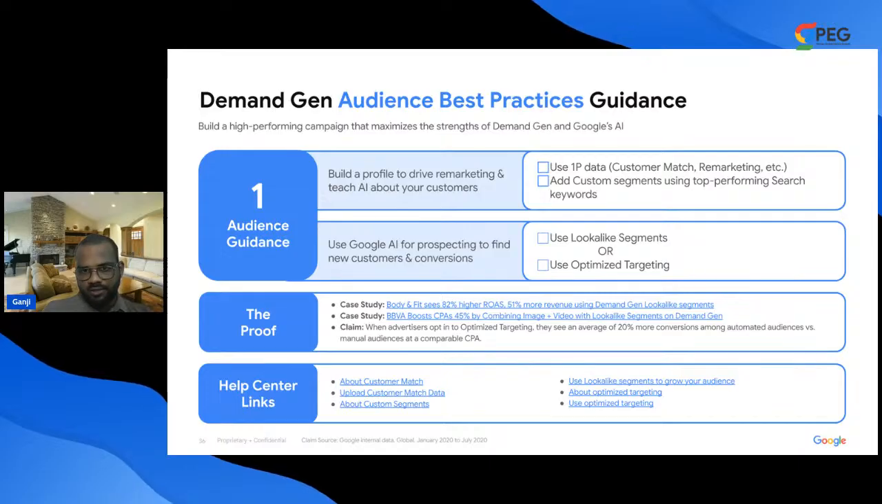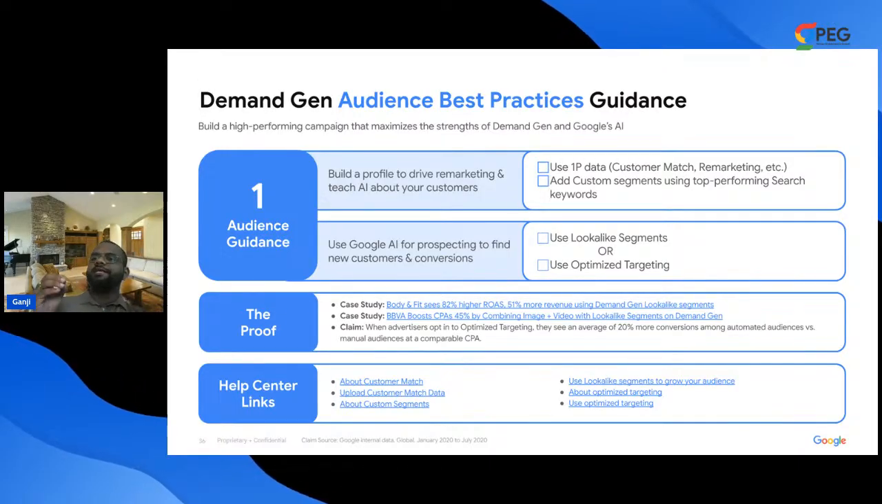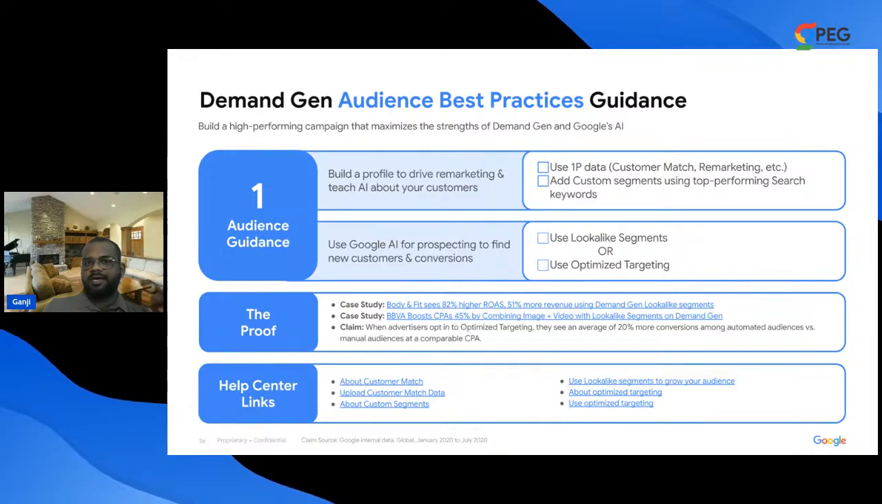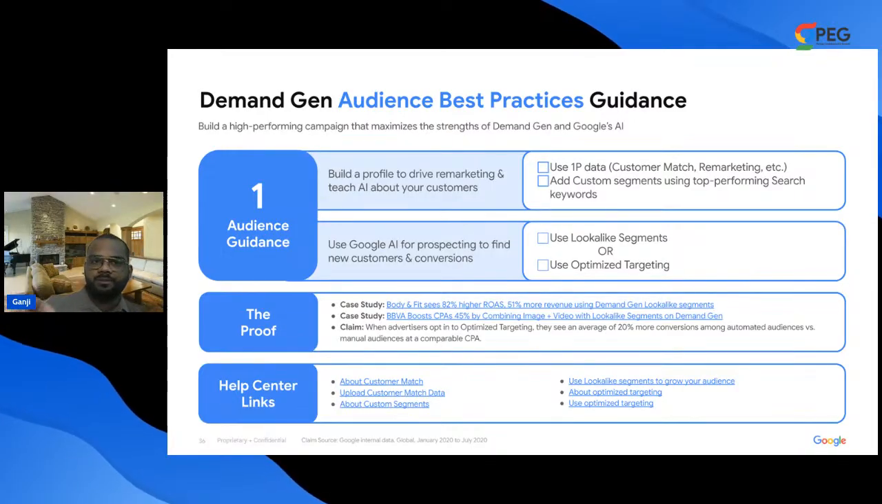The section below highlights a case where brands saw 82% higher ROAS and optimized their CPA by 45%. And advertisers using optimized targeting saw an average of 20% more conversions at a comparable CPA.